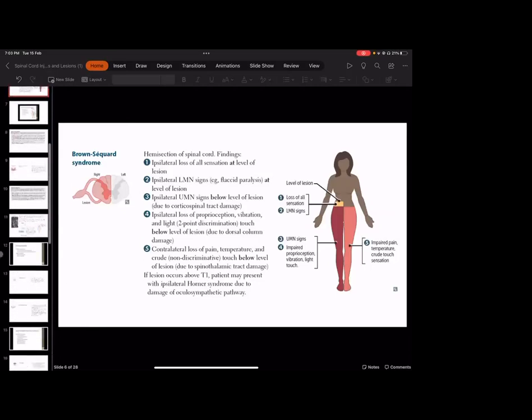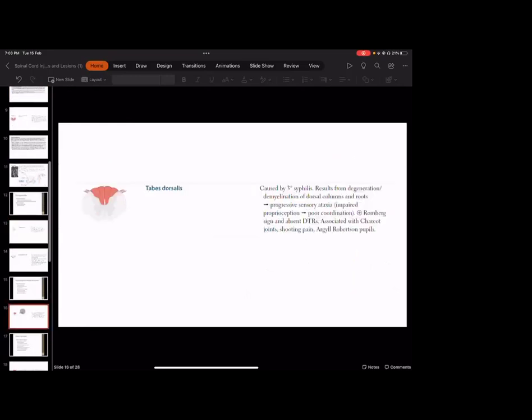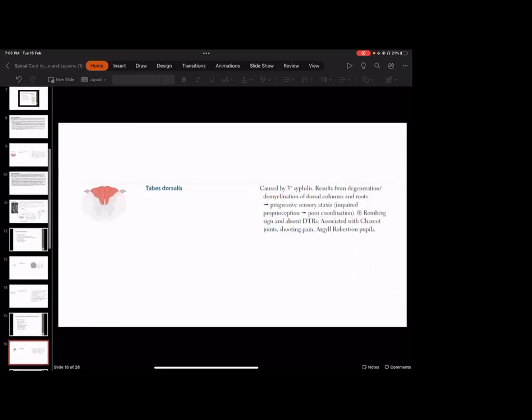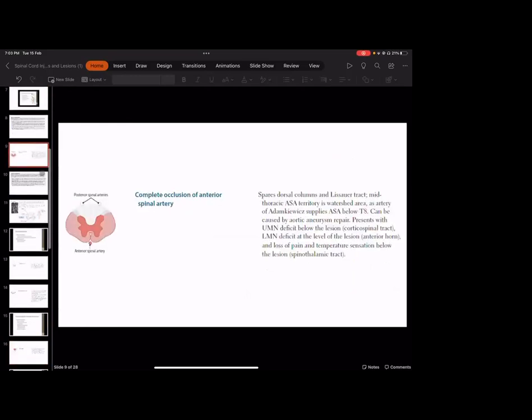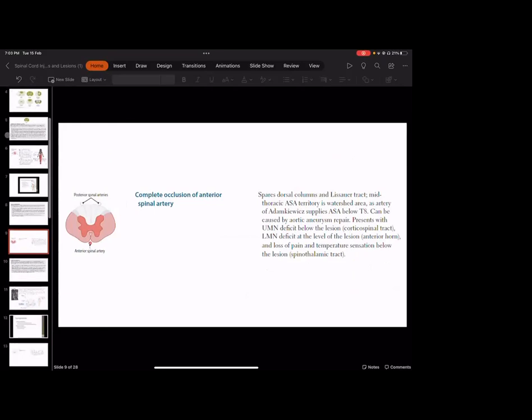So then the only thing you have to understand is the small details, like what kind of artery is affected in anterior cord syndrome, I think a complete occlusion. So you kind of remember the artery of Adamkiewicz, okay, that supplies below T8. Remember this type of stuff. So if you understand the rest of the stuff, then you're good.